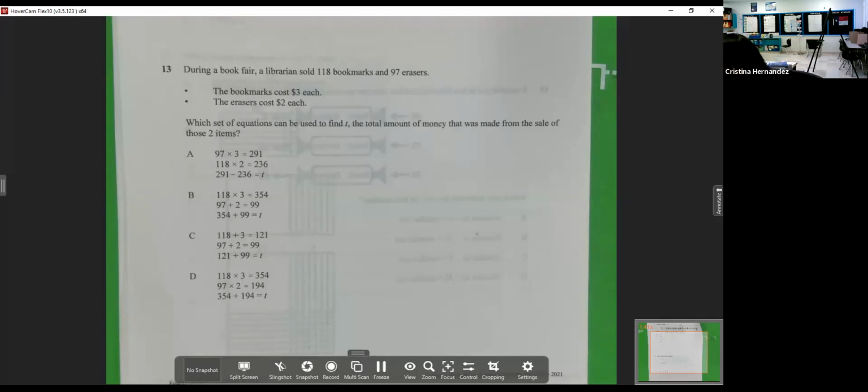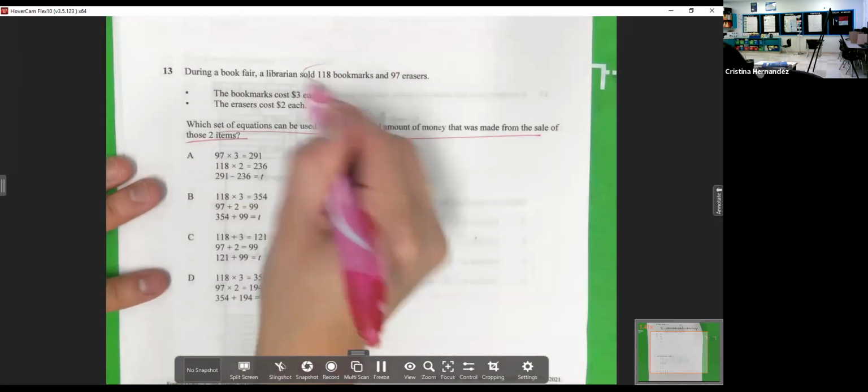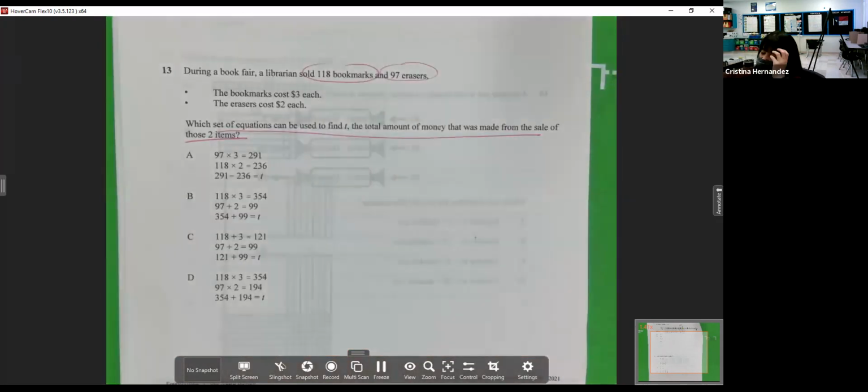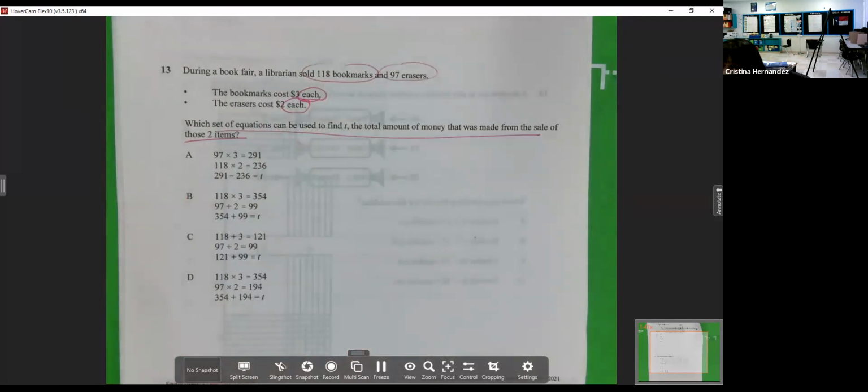Okay. So, which set of equations shows the total amount? We have bookmarks and we have erasers. How much did each bookmark cost? Each bookmark costs $3. So what are we gonna do with 118 and 3 to find the total? Add? Actually, no. You got the word each in there. Keyword. What does each tell us to do?